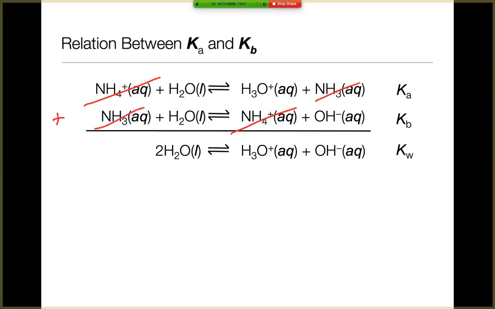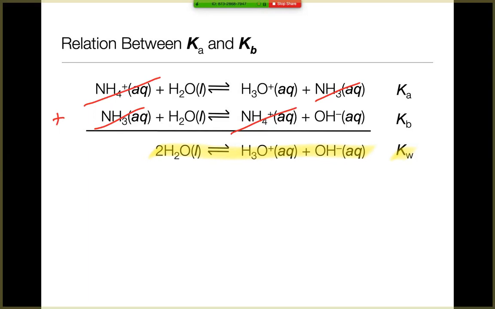Ammonia and ammonia both appear on opposite sides, so they get canceled. And then when I look, nothing else cancels out, I add the two together, and this equation looks really familiar. Two molecules of pure water interacting with each other to make hydronium and hydroxide. Well, that's Kw. So we're actually seeing there's a relationship between Ka and Kw.